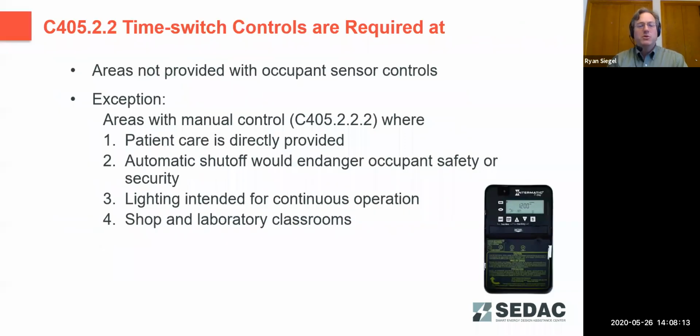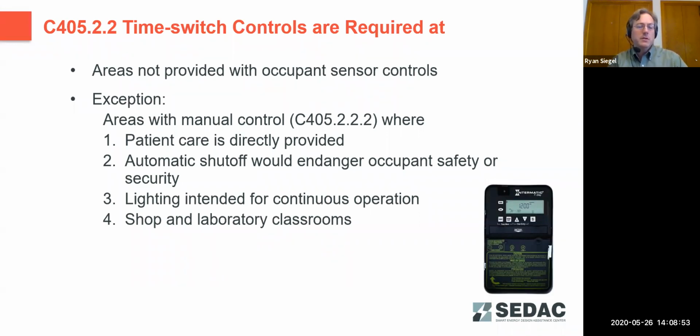Next up, moving over to time switch controls. Where are these required? Step one, areas not provided with occupant sensor controls. What this says is if you have time switch controls required and you use occupant sensor controls, that is okay, and you don't need the time switch controls for those areas. So you can trade in that direction. You cannot trade in the other direction. If it says you have to have occupant sensing controls, you can't install time switch controls in lieu of the occupant sensing controls.